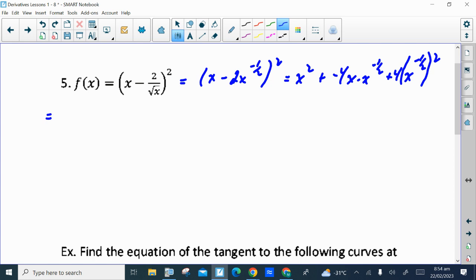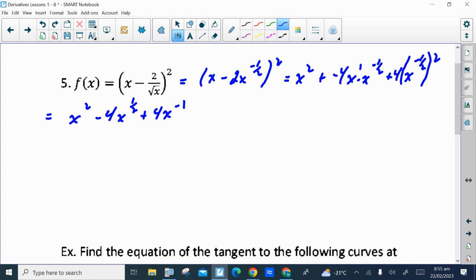So my last step before I differentiate is to simplify that expression. So I've got x squared. Then I've got -4x to the 1/2. When you multiply x to the 1 by x to the -1/2, you add the exponents. Keep the base the same. 1 plus -1/2 is +1/2. And then for that last term, you're going to have +4x to the -1. When you have one exponent raised to another, you multiply the exponents and keep the base the same. So there's our expression simplified.